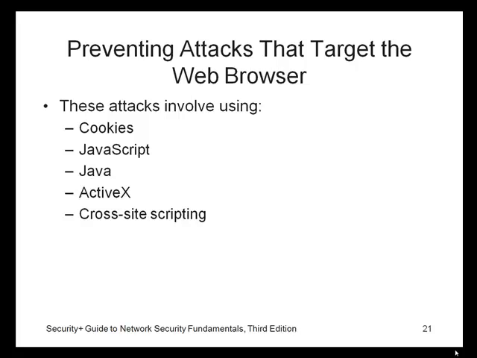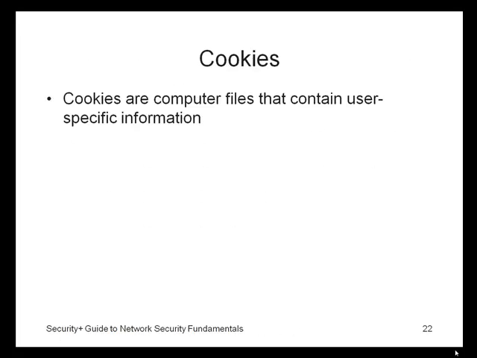Browser attacks: cookies, JavaScript, Java, ActiveX, and cross-site scripting. Each of these things is configurable in the browsers, and each has different issues. Cookies are inherently dangerous? By themselves, are they dangerous? No. What are they? Cookies are computer files that contain user-specific information. What the heck does that mean?